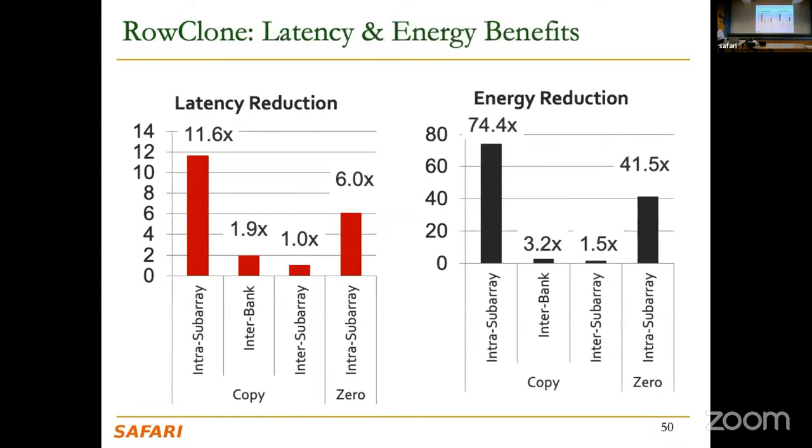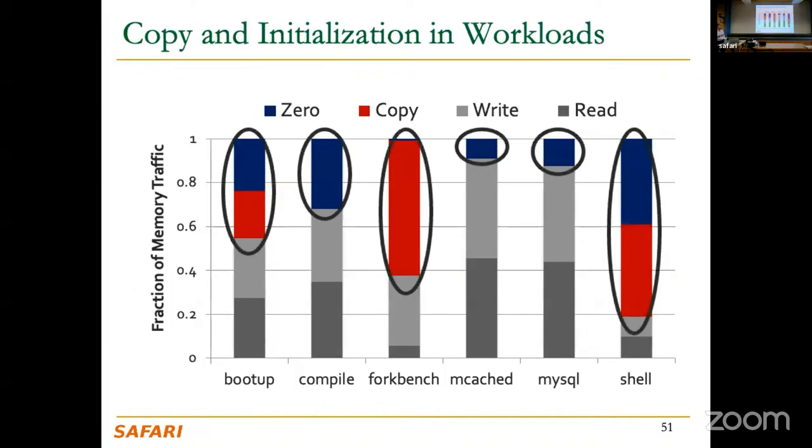And here again, we have some results that we have in the paper. I'm not going to go through them in detail, on how much copy and zeroing can reduce the latency and also the energy of the system. In the x-axis here, we have real applications like MySQL or Memcached. Those are database applications. We also have boot up of your system, compile, or forkbench to fork different threads in a particular application. And you can see that for those particular applications, this is the memory traffic. For these applications, you do spend a lot of time on zeroing and copying. So just to show that this is an important problem.